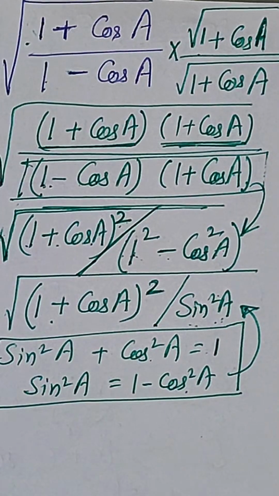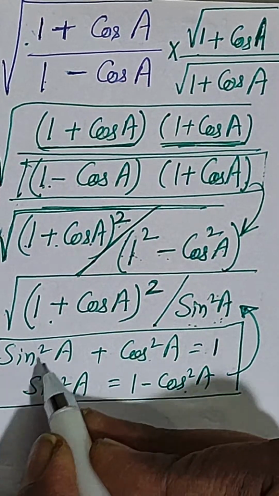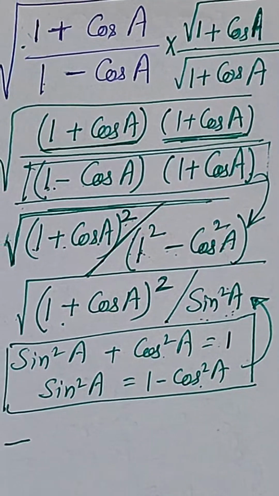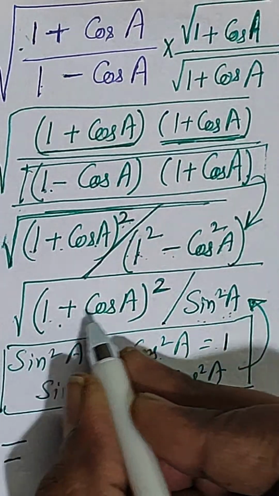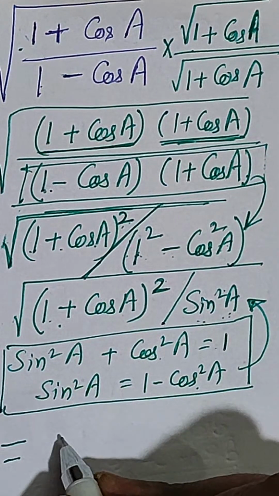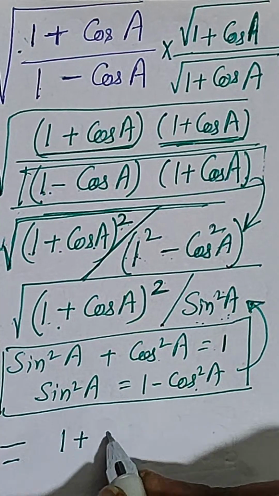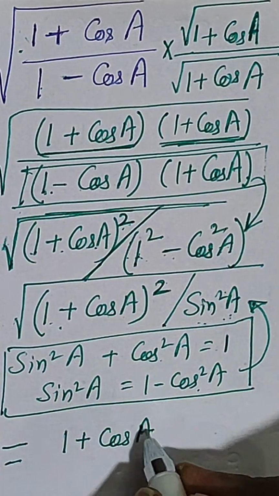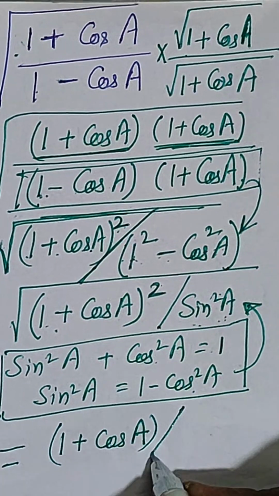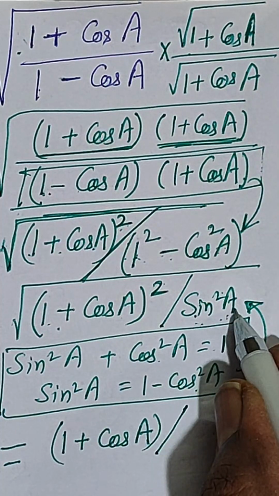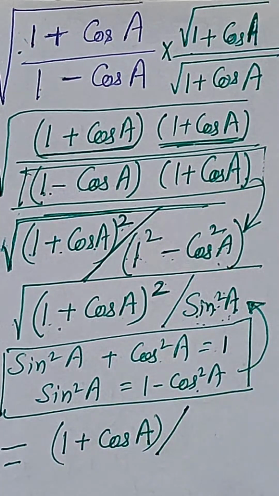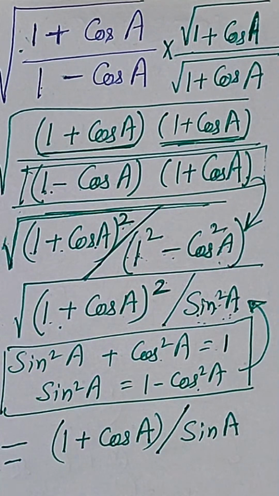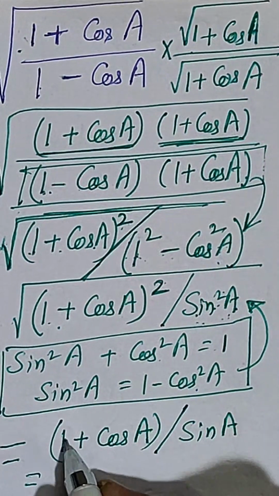Right? Now, in the next step, what will happen? In the next step, (1 plus cos a) whole square is there inside the root. So we can bring 1 plus cos a outside of this root, right? And in the denominator, it will be sin square a. And the square root of sin square a will be sin a, right? So this can be further written as 1 by sin a.